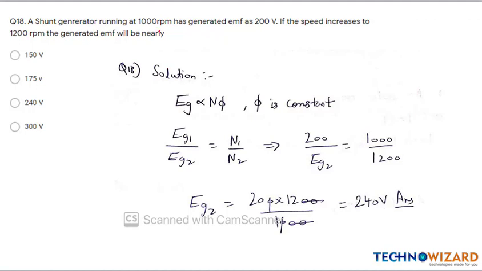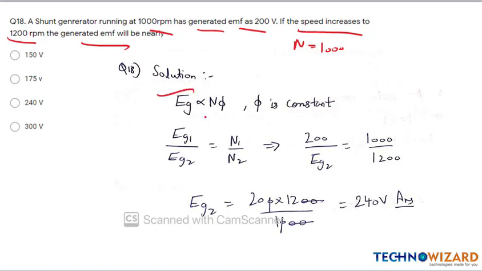A shunt generator is running at a speed of 1000 rpm, and the generated EMF, that is EG, is equal to 200 volt. Here the generated EMF, if it is a motor, then it will be a back EMF, EB. If the speed increases to 1200 rpm, now there is a change in speed. Then what will be the change in the generated EMF?